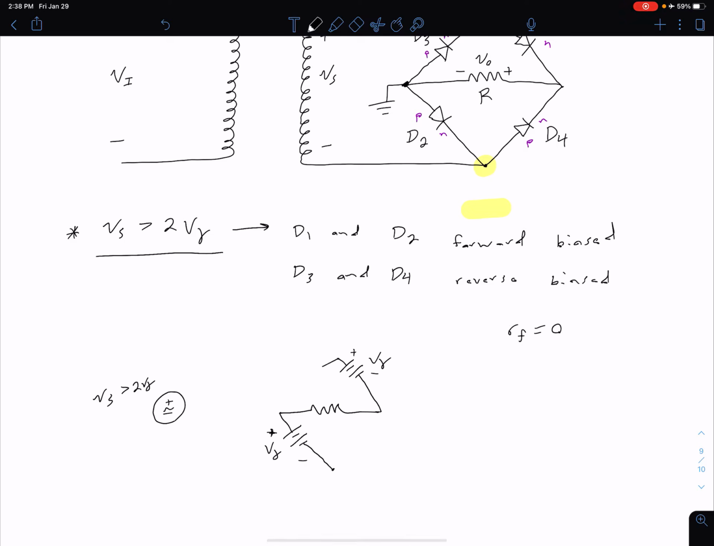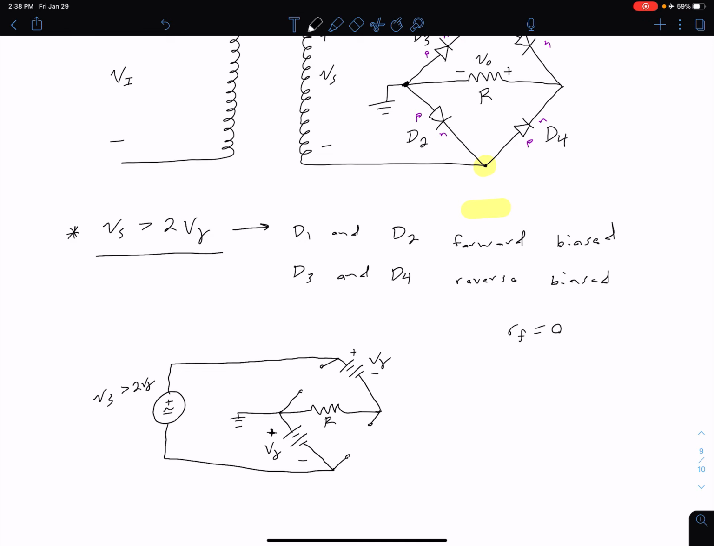Now our diodes D3 and D4 are both reverse biased, so they're going to behave as open circuits. So we get something that looks like this. Now let me connect these to our source, and of course we have a ground here, and this is our resistor.